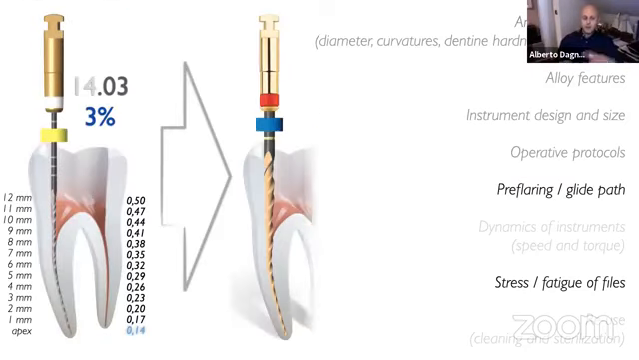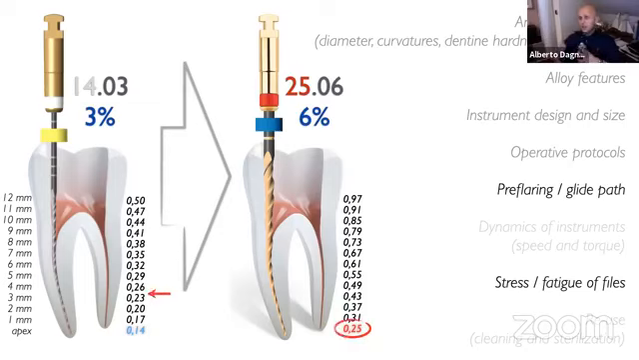So we have to pre-enlarge the canal with stainless steel, very small files. And in the last years, we also have at our disposal dedicated files for pre-flaring. Files with small diameter and small taper that are made for pre-enlargement of the canal, remembering that these small files are very flexible inside the root canal, and they create a pre-enlargement of the root canal.